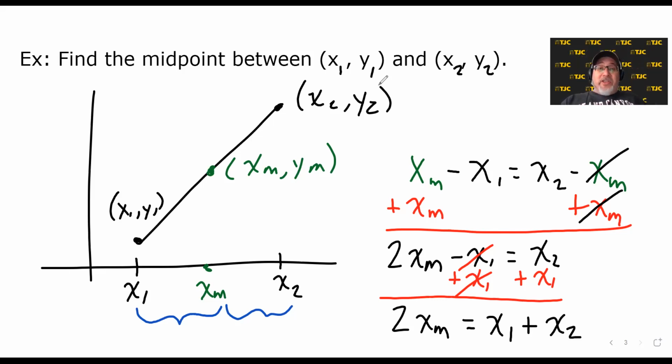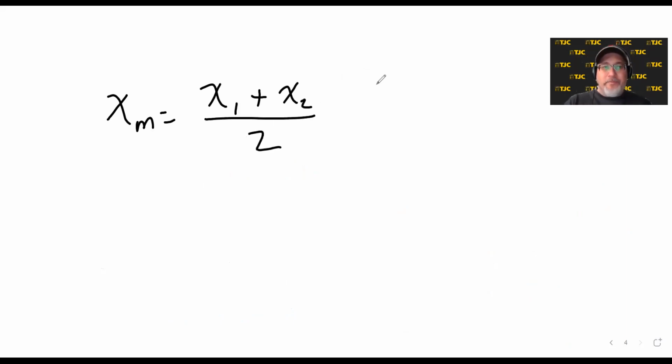And then the only thing that's keeping the xm from being by itself is the times 2, and we know how to get rid of a times 2. We would divide both sides by 2. And that would give us xm equals, well, it doesn't fit in the space that I've left, so I'll go over here and write it on the next page. That gives us that the x coordinate of the midpoint is the first x coordinate plus the second x coordinate, and that sum divided by 2.